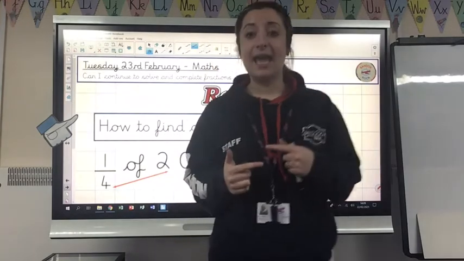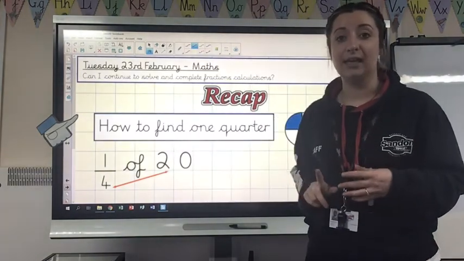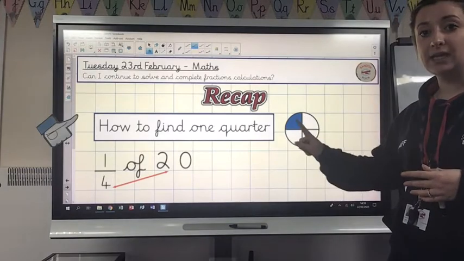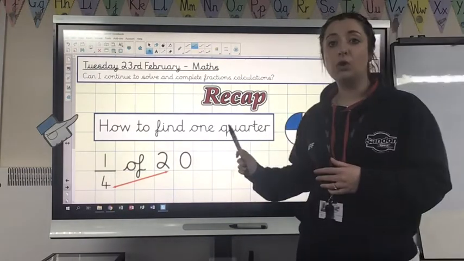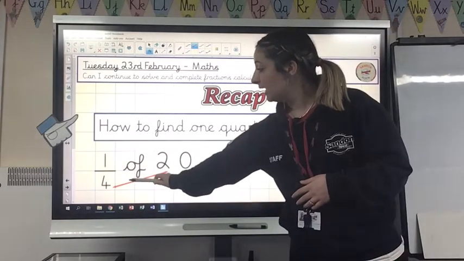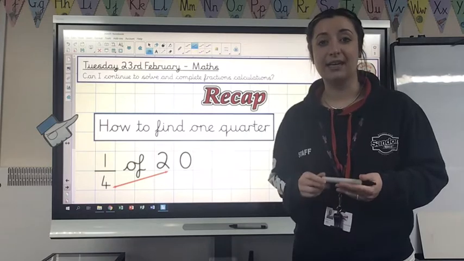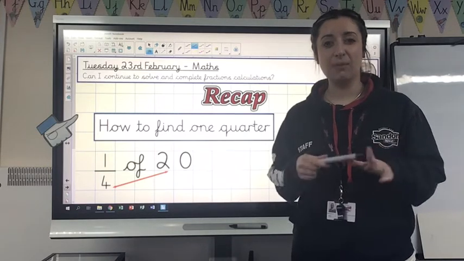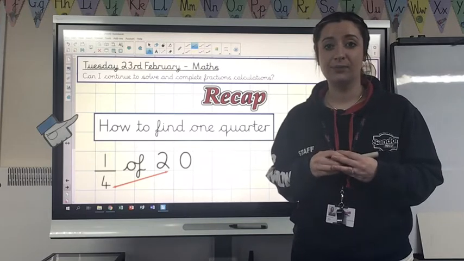Now yesterday I was teaching you how to find 1/4, didn't I? And we were looking, this is 1/4 here, that bit that's shaded here is 1/4. And to find 1/4 of 20, I needed to do something here. It was an operation that I needed to do. Can you think at home, what was the operation that we were looking at yesterday to find 1/4?